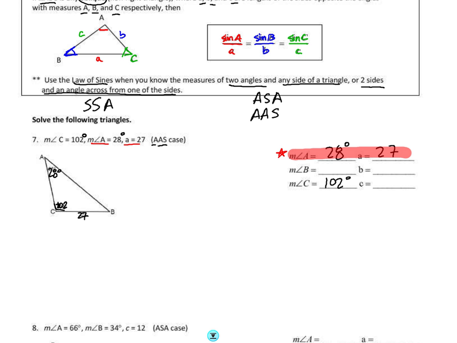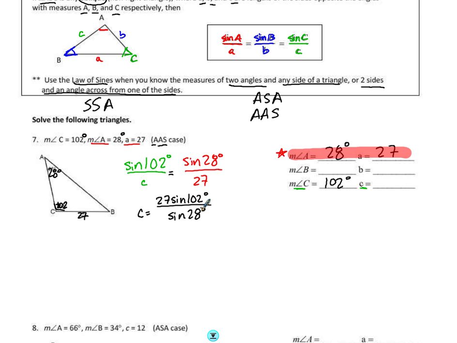When I first start, I want to find possibly the side that's opposite of an angle that I already know. So I'm going to set up sine of 102 degrees over sine C, and set that equal to sine of 28 degrees over 27. In this case, I'm using the three pieces of information I do know to find the one piece that I can find. One equation, one variable, that makes sense. So when I cross multiply and then divide by the sine of 28, I get c is equal to 27 times the sine of 102 degrees, all divided by the sine of 28 degrees.